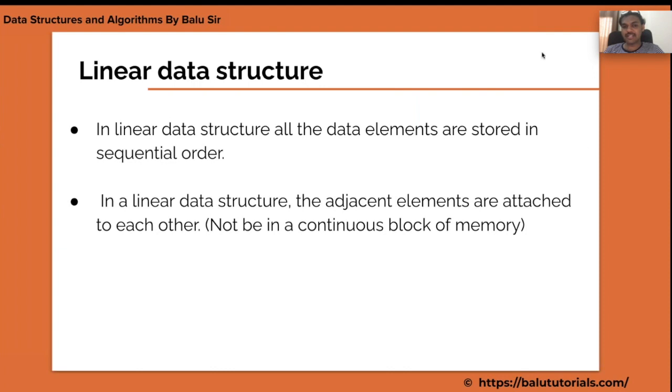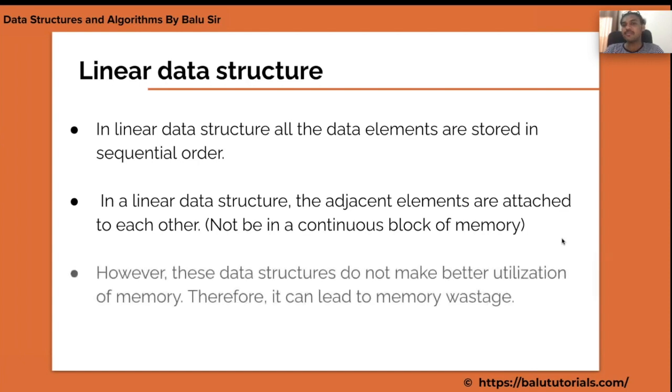In a linear data structure, the adjacent elements are attached to each other, like one element having a direct, one-to-one relationship with another element. They are not necessarily in a continuous block of memory. So a linear data structure doesn't tell you that it is always represented in a continuous block of memory. There is no such condition.